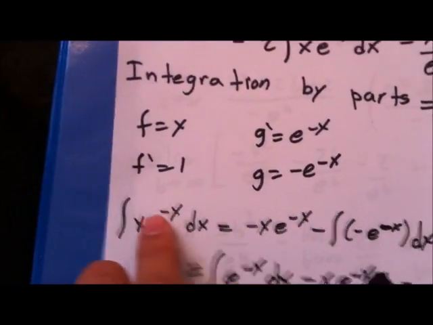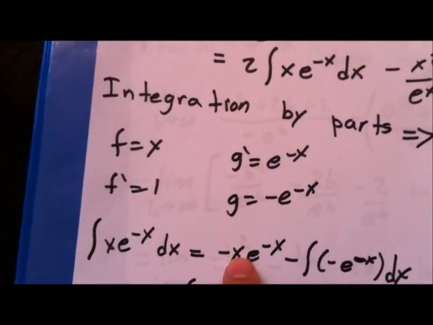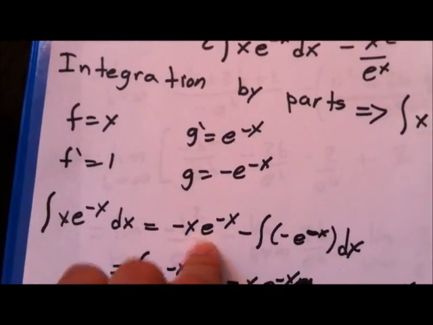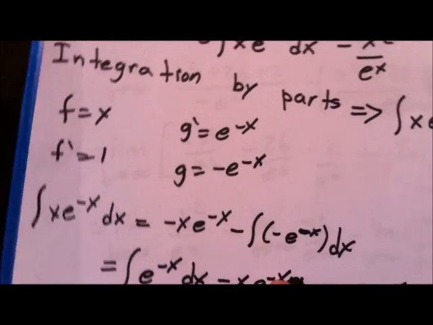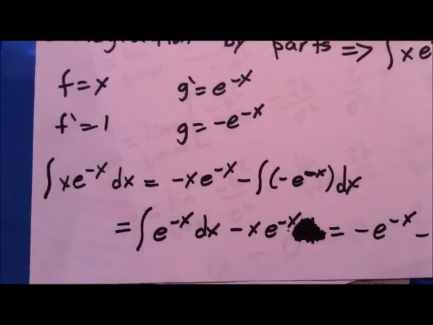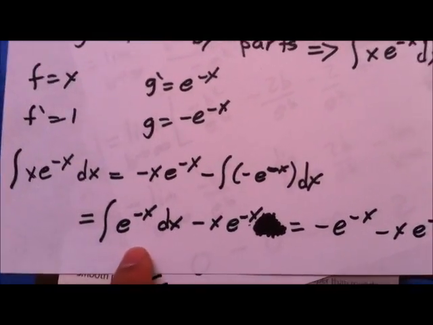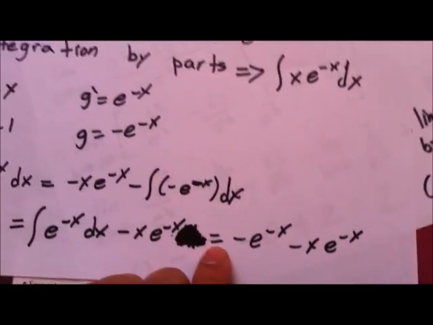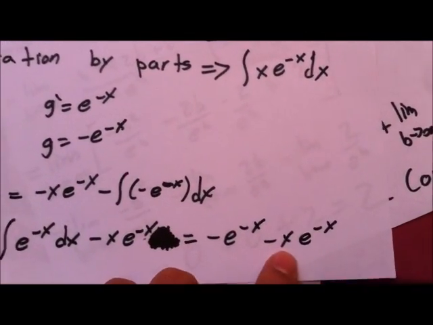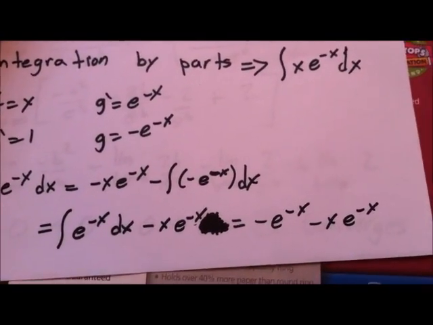And then our integral will equal negative x times e to the negative x, minus the integral of negative e to the negative x dx. As you can see now, this is simple since we have just e to the negative x inside the integral, which will give us negative e to the negative x minus x e to the negative x. Therefore, we have everything for our integration.